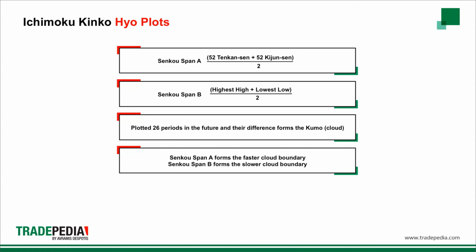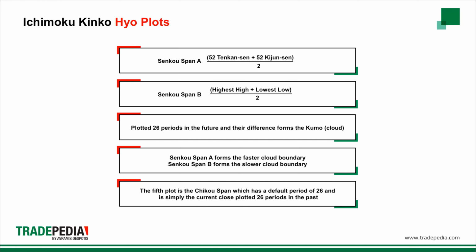And then the last plot is the fifth plot, Chikou span, which has a default period of 26. This is simply the current close plotted 26 periods in the past. So this is for Chikou span.